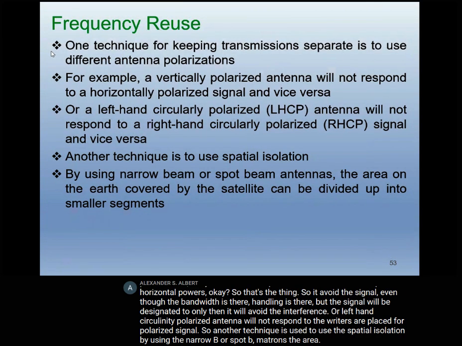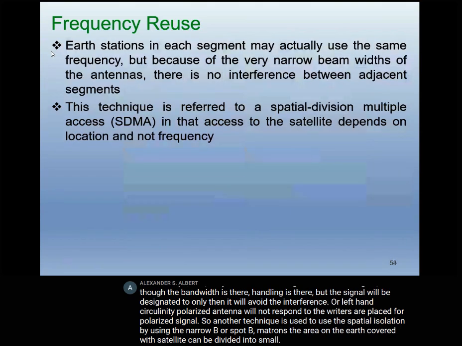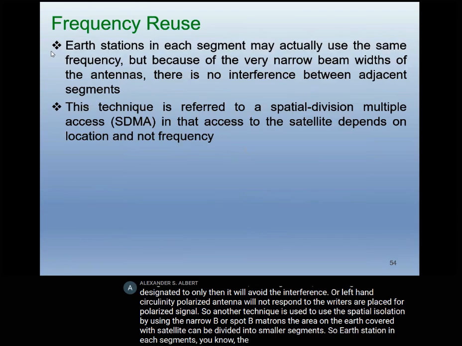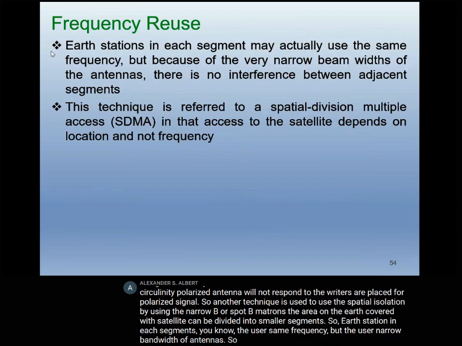The area on the Earth covered by the satellite can be divided into smaller segments. Earth stations in each segment use the same frequency, but they use narrow-beamwidth antennas, so there is no interference between the other segments. This technique is called SDMA.